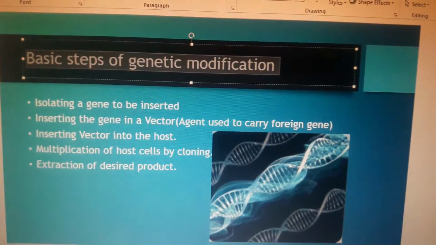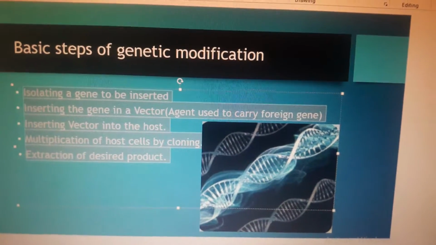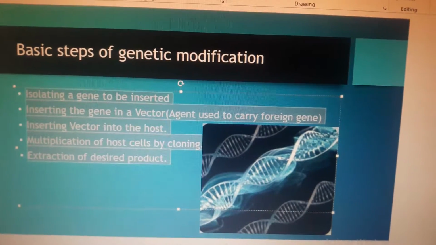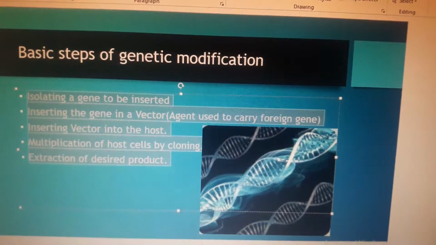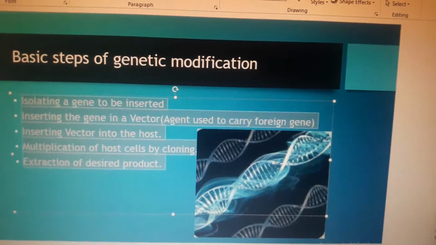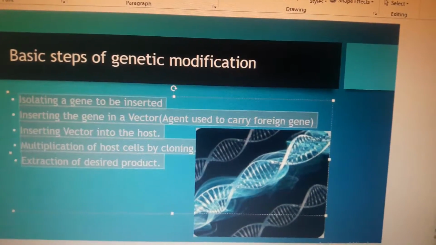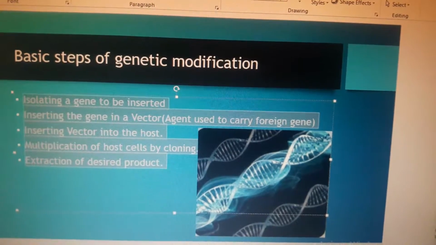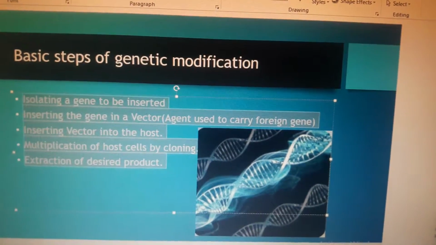Basic steps of genetic modification. Isolating a gene to be inserted. Inserting the gene in a vector, an agent used to carry the foreign gene. Inserting the vector into the host. Multiplication of host cells by cloning. Extraction of the desired product.